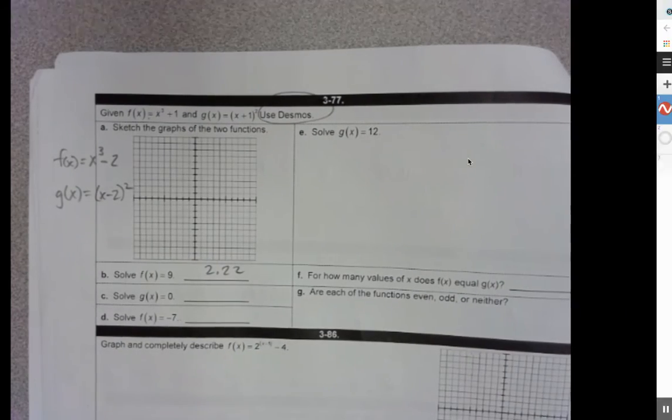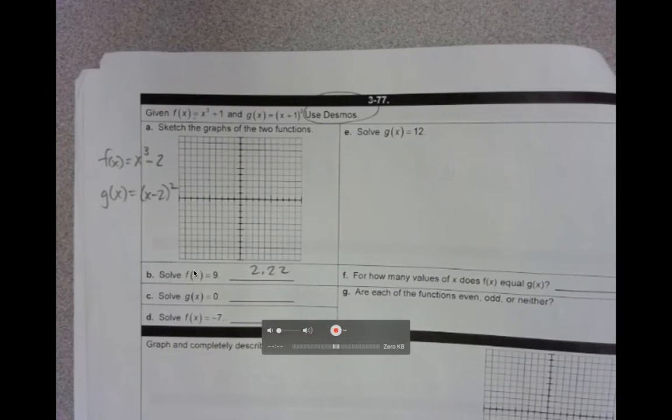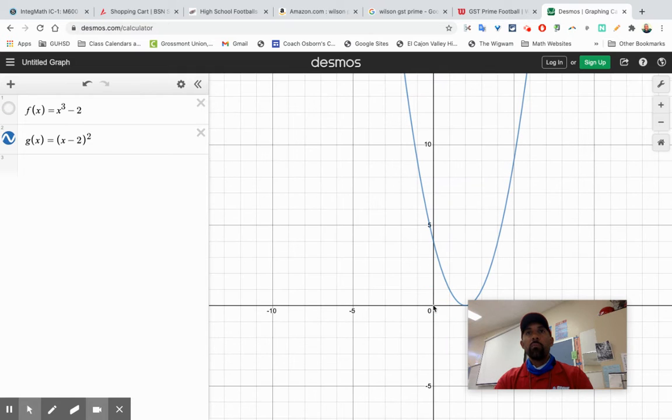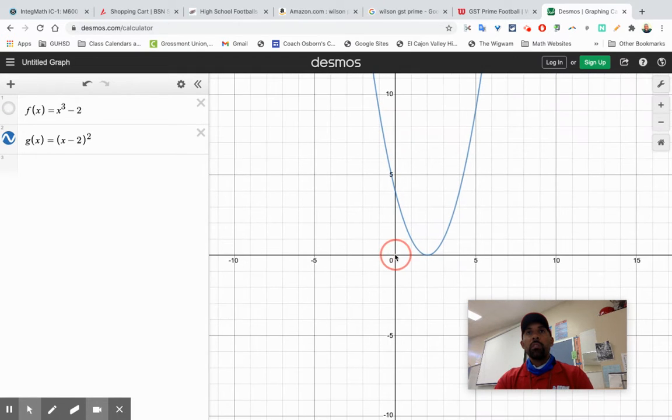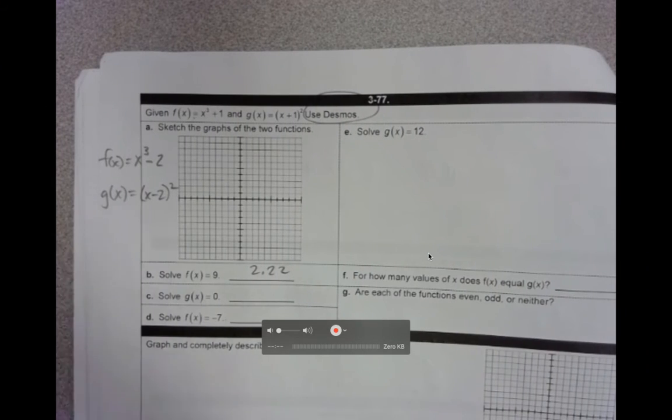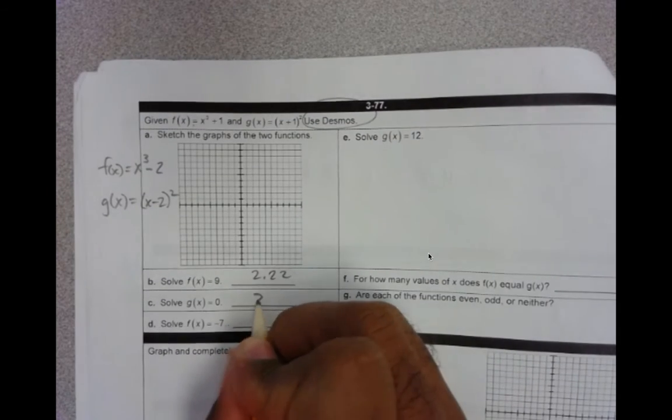Okay, then we'll go over here, and now it says g of x equals 0. Well, I'm going to use just g of x now. Okay, and g of x at 0 will be right here. So if y is 0, what is the x? Well, that means I've got to go all the way over to here, and boom, there it is. It's actually the vertex point. So that would be 2, 0, which means that the x value is actually 2.